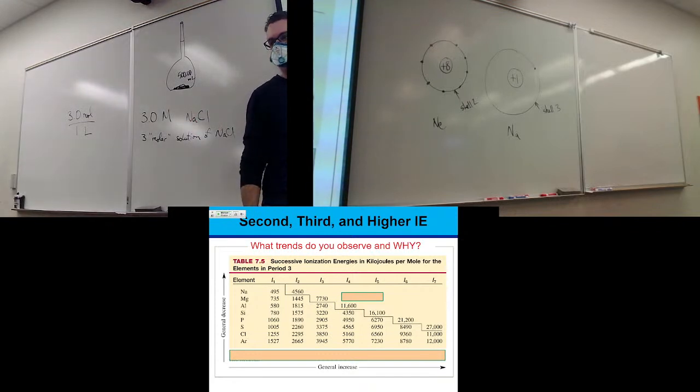Why might that be? Because there are two electrons in the valence, or outer, shell. So when you go from here to here, there's only one left.